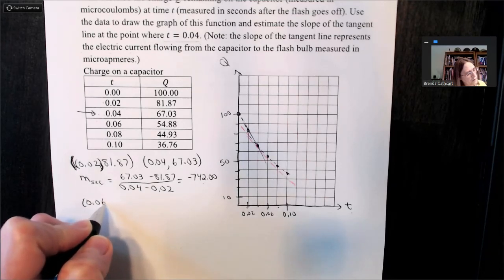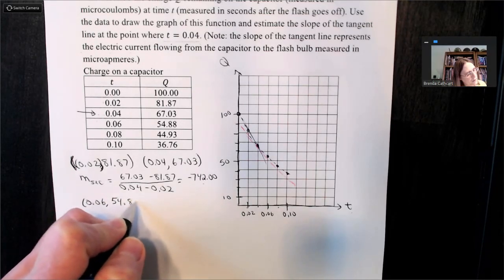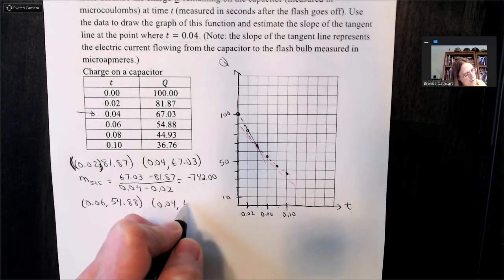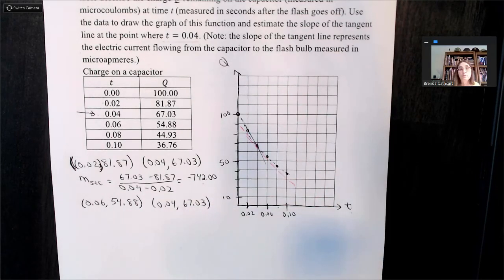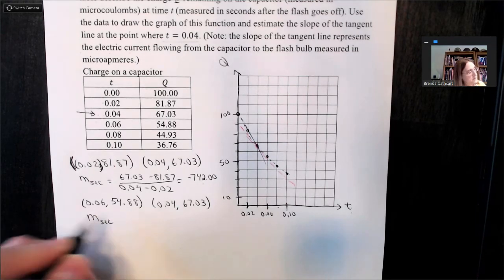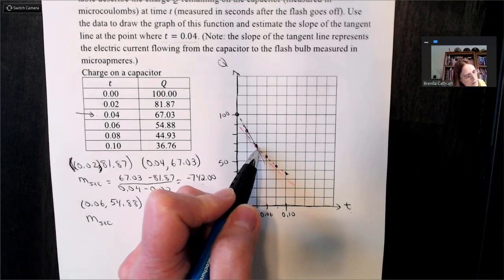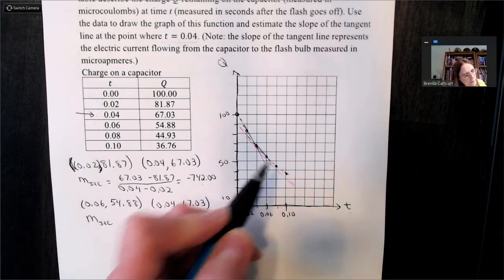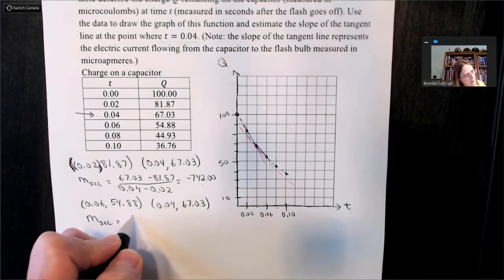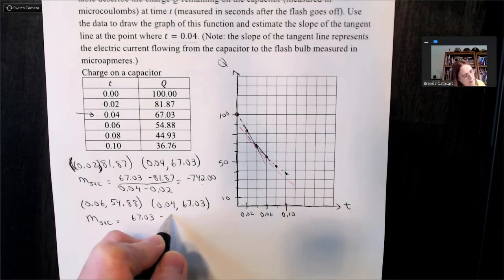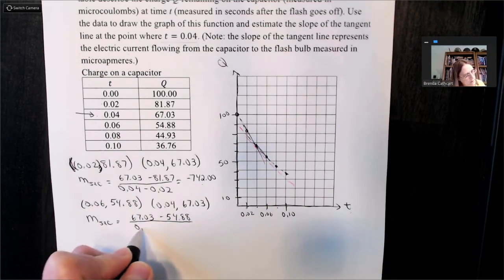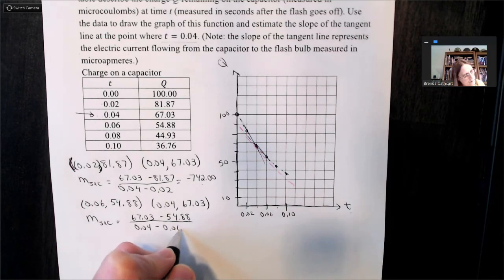We have 0.06, 54.88 as one point, and of course our point of interest 0.04, 67.03. So let's go ahead and find the slope of that secant line, which connects these 2 points on the graph. So doing our slope equation, we're going to have 67.03 minus 54.88 divided by 0.04 minus 0.06.